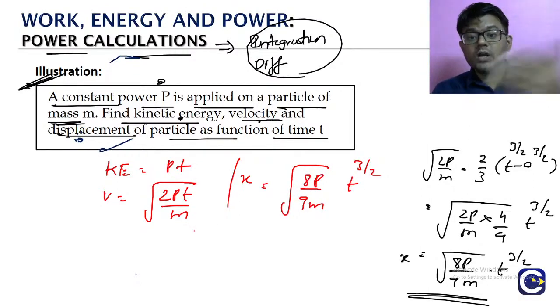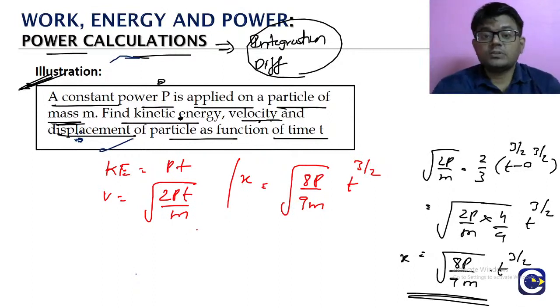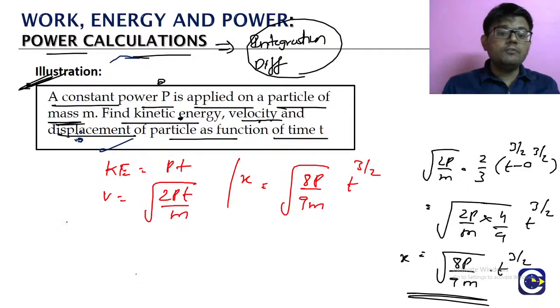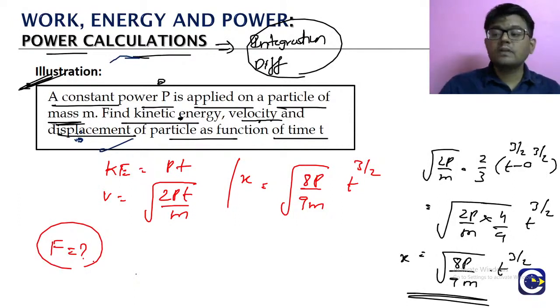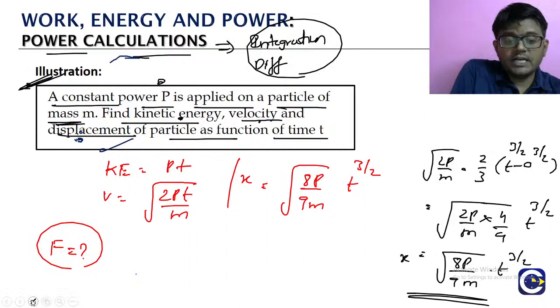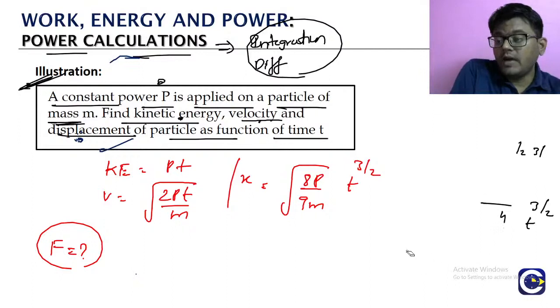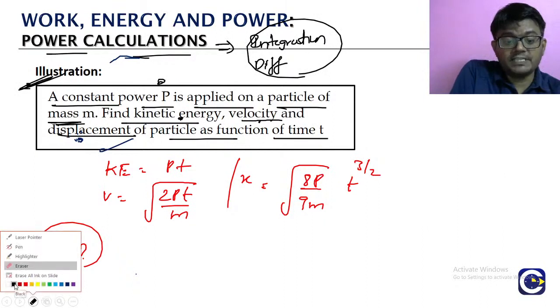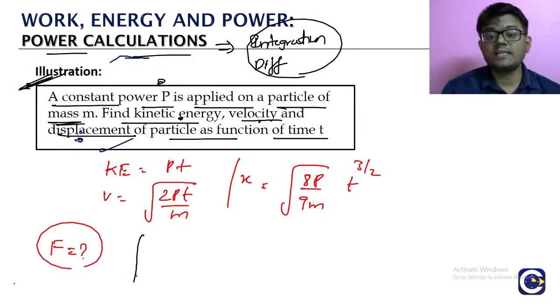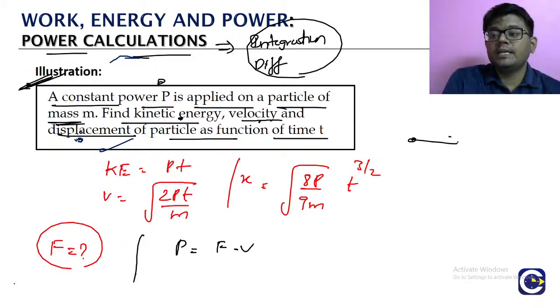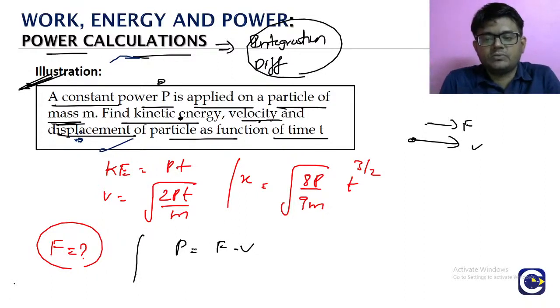Now we have not talked about the force, right? We said there is a force which is able to give the constant power. If we want to know what this force is, how can we get it? The force value will not be constant. The property of the force is that it is able to give a constant power. Power is force into velocity, because we are assuming the force direction and the velocity are in the same direction.